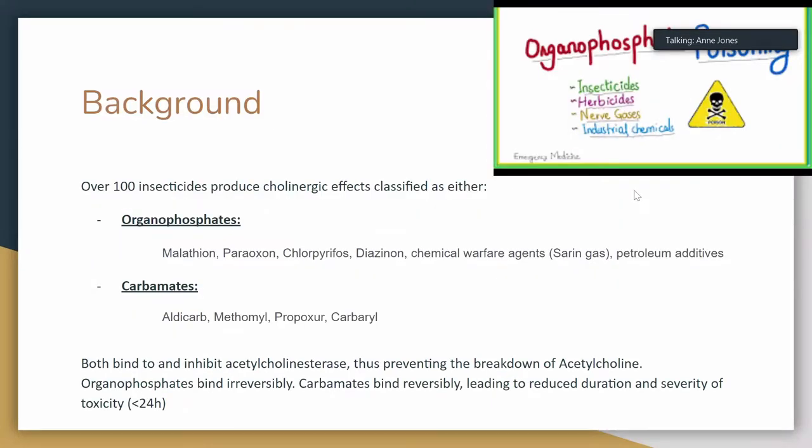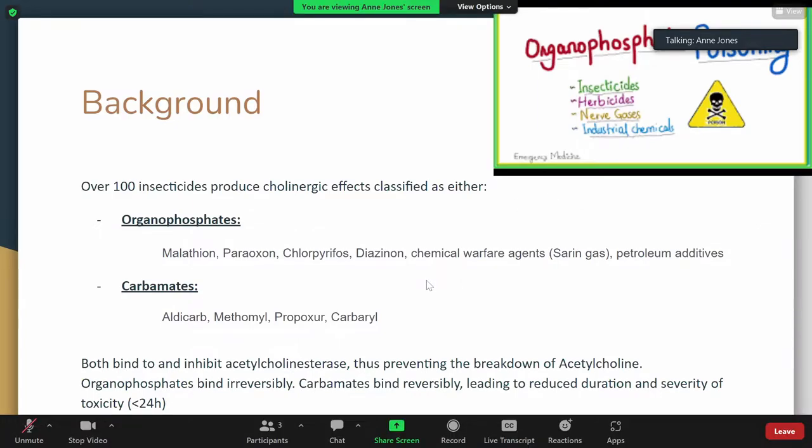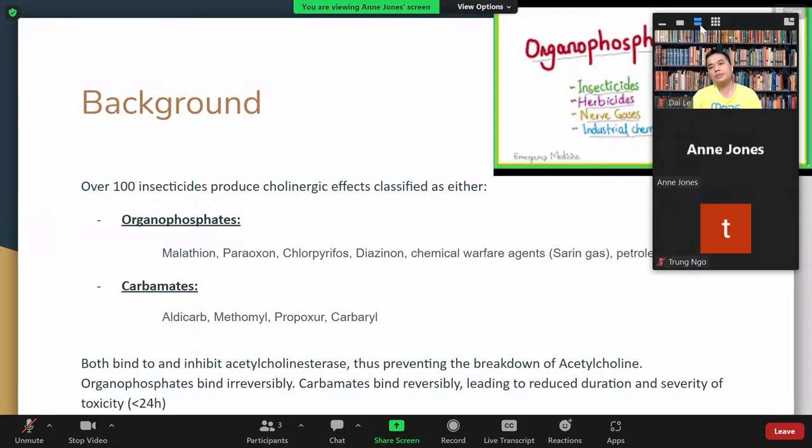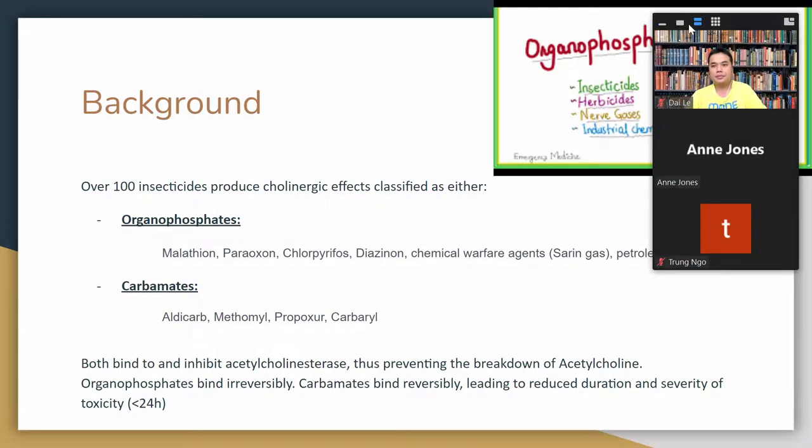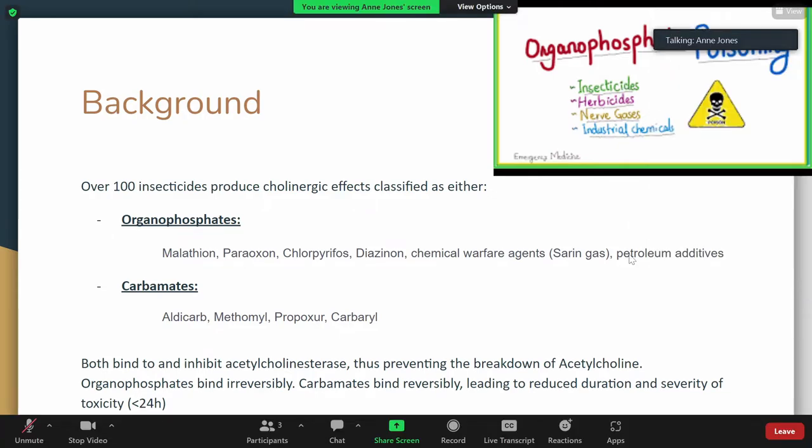There are over 100 insecticides that produce cholinergic effects, and they are either classified as organophosphates or carbamates. It's not really super important to us which one it is. The only difference is that organophosphates bind to acetylcholinesterase irreversibly, whereas carbamates bind reversibly. So theoretically, that leads to differences in duration and severity of symptoms.